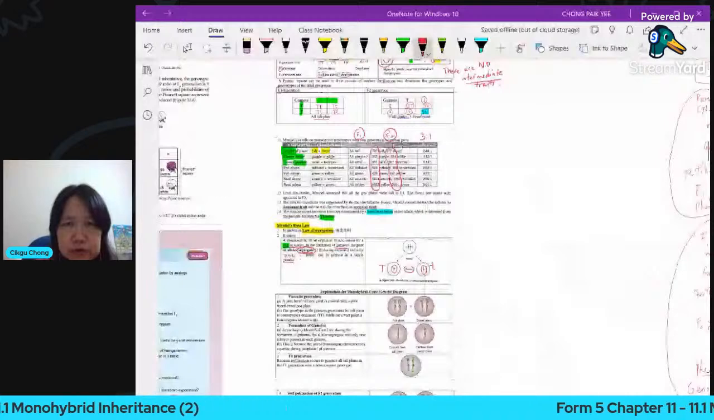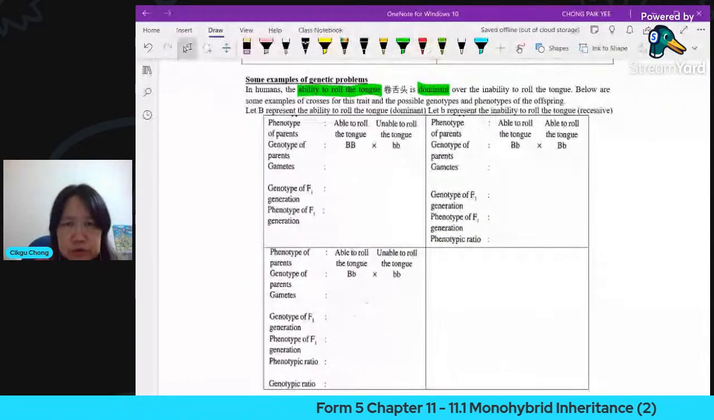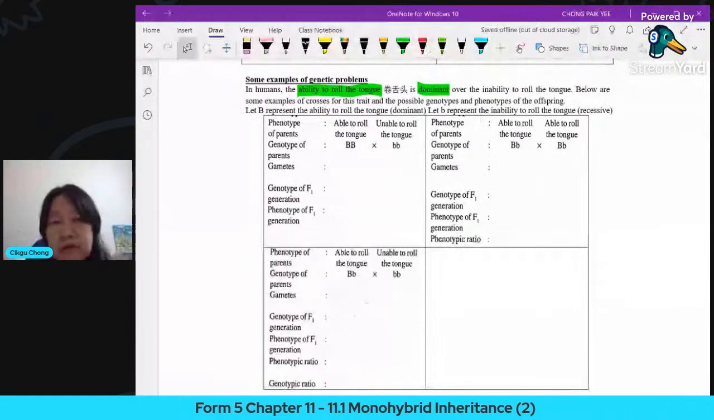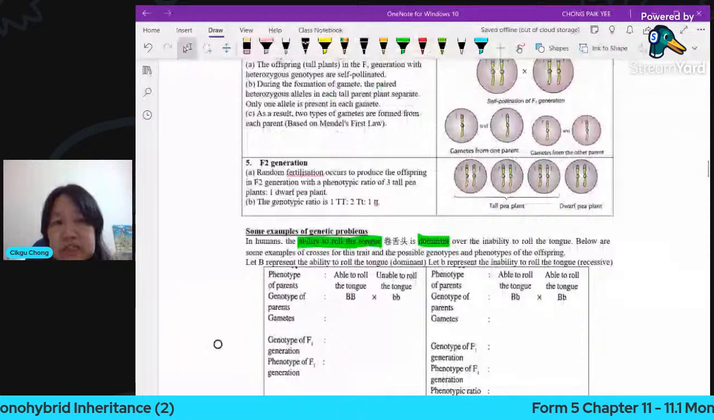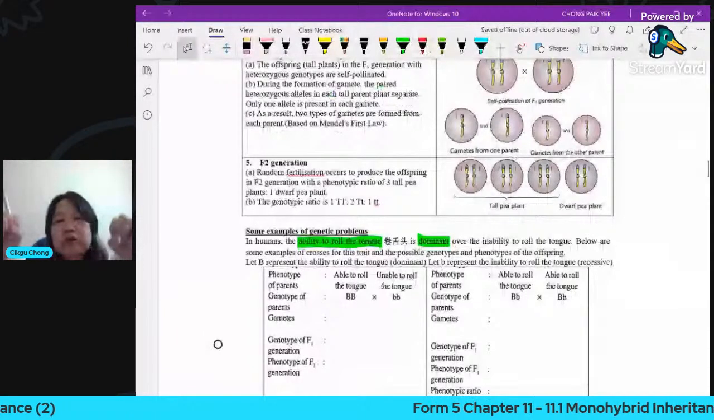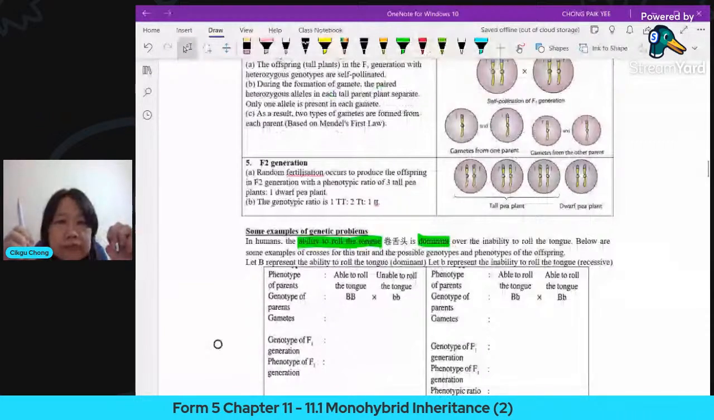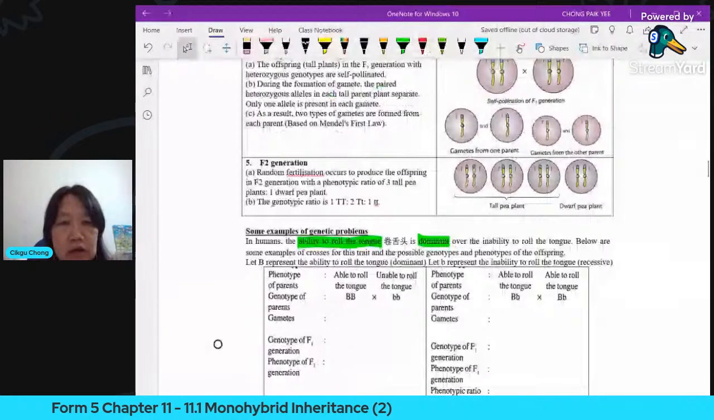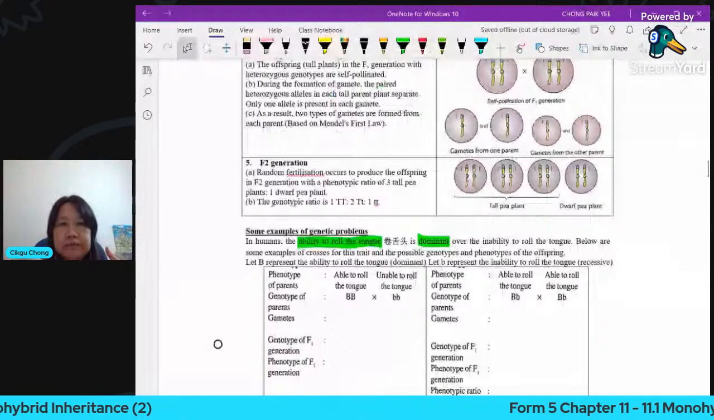All right, now this is talking about a cross using the same law of Mendel's First Law of Inheritance, which is called the Law of Segregation. You make sure whenever you draw it, your gamete must only carry 1 allele. And then you use that law to explain the characteristic of the next generation.